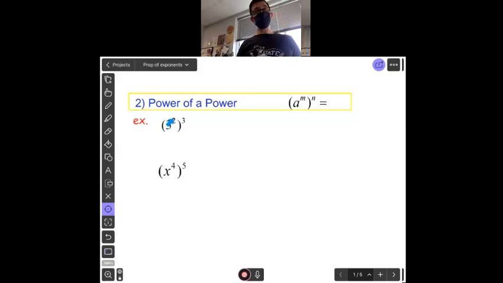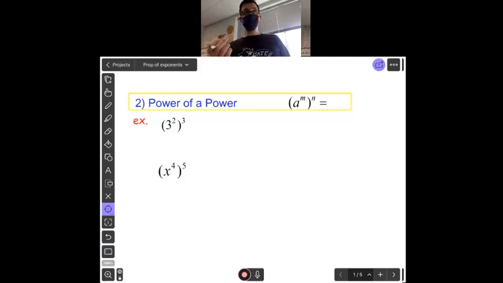This is 3 squared cubed, or 3 to the second to the third, or 3 to the second power to the third power. Okay? I use that phrase "to the." When we're talking about powers, we're talking about "to the." Okay? 3 to the second power, x to the fourth power.